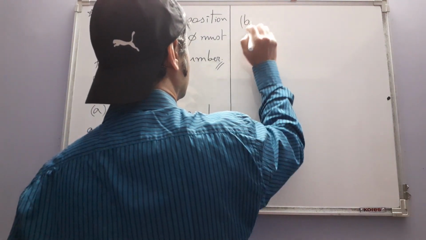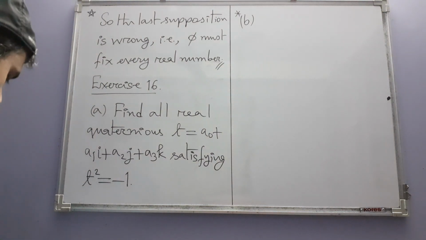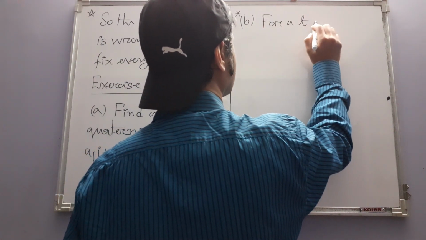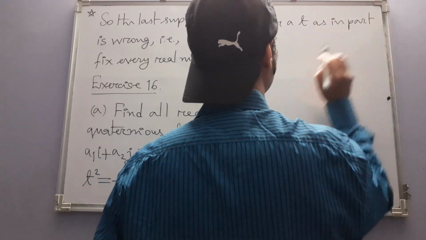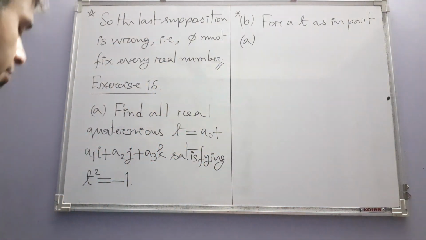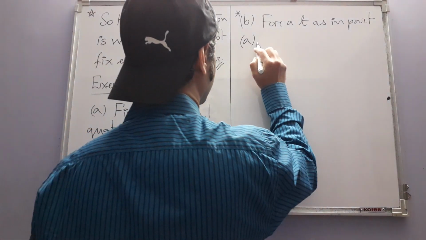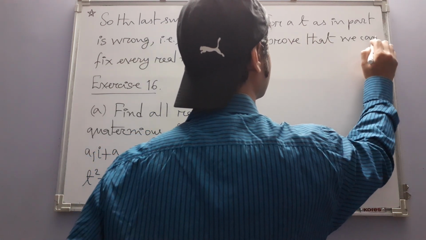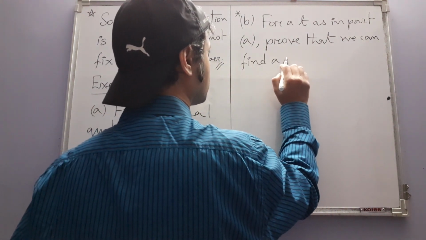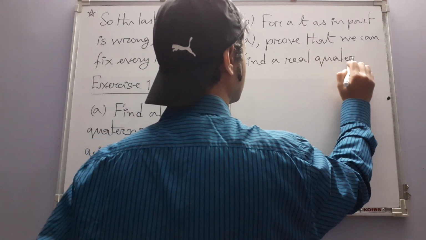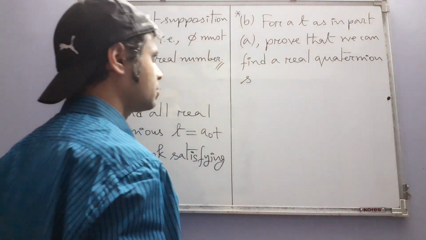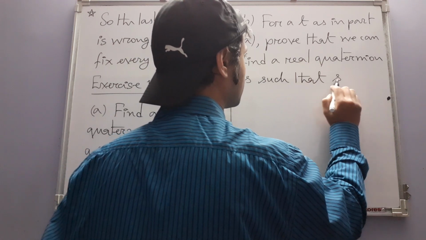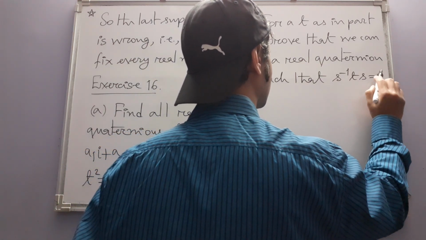And then there is part B, which is a start exercise for a t as in part A. That means a real quaternion t whose square is -1. Prove that we can find a real quaternion S such that S inverse TS is equal to I.